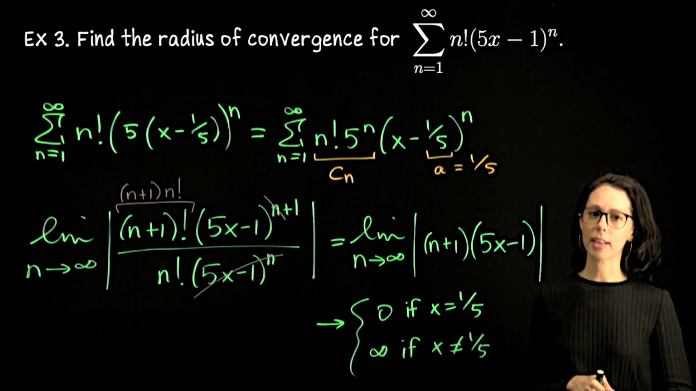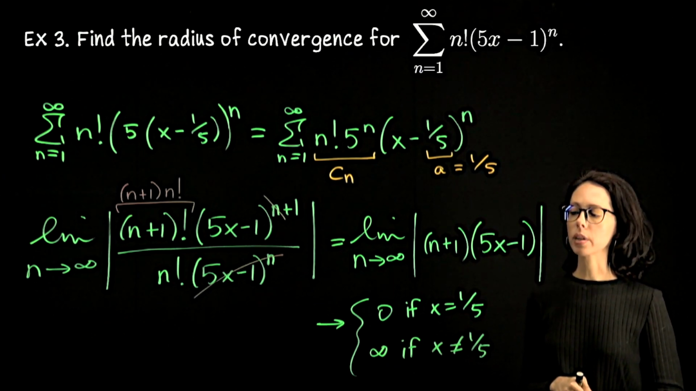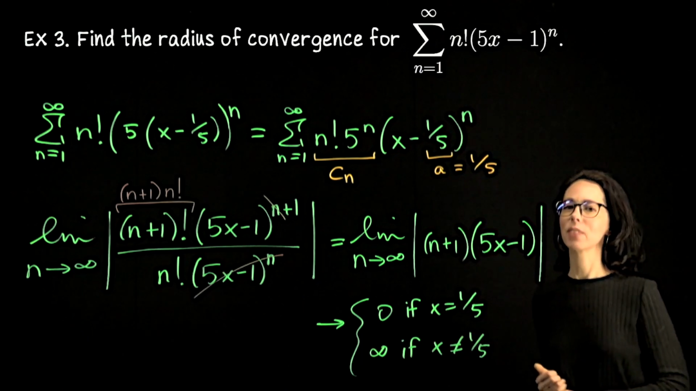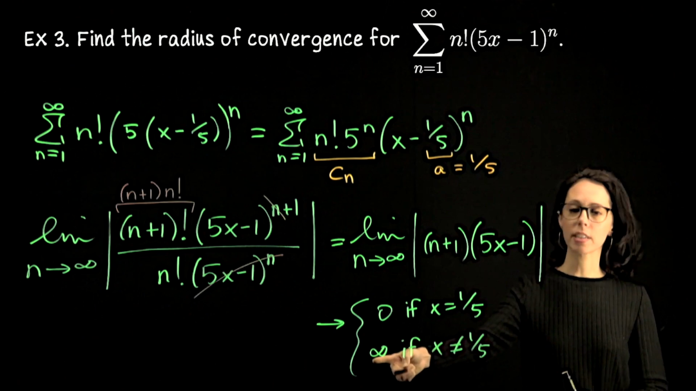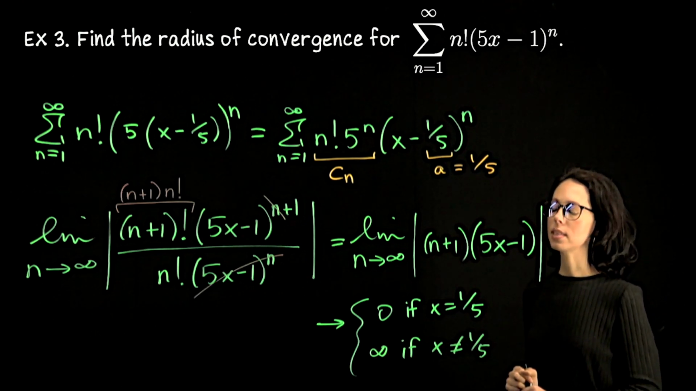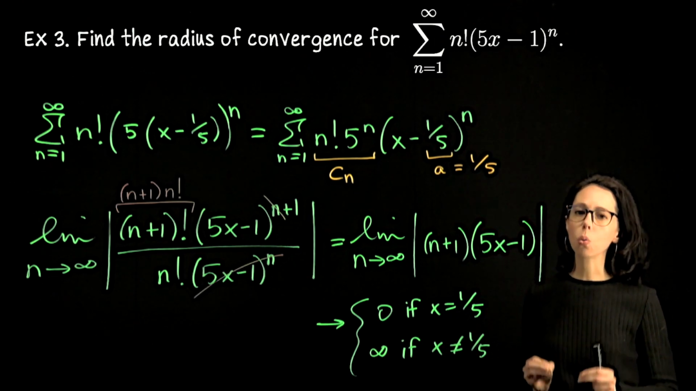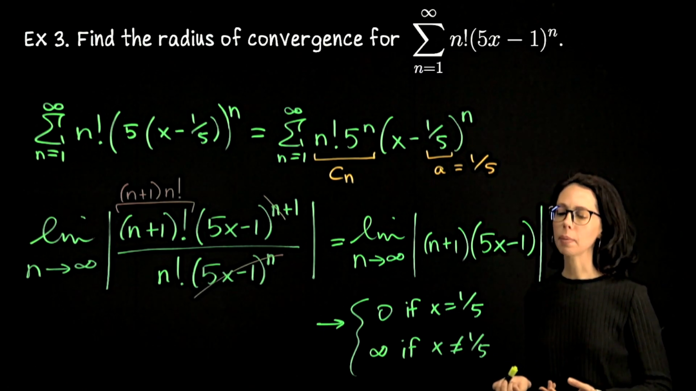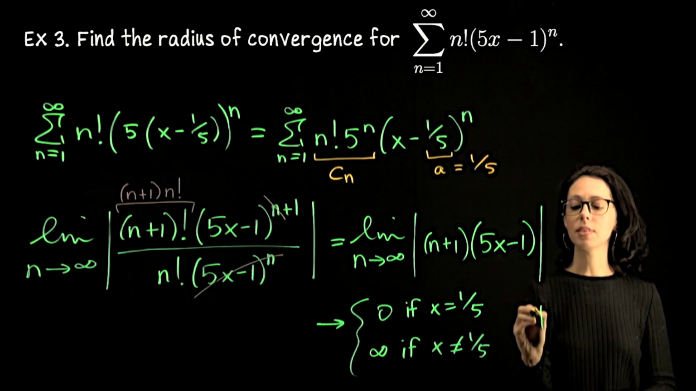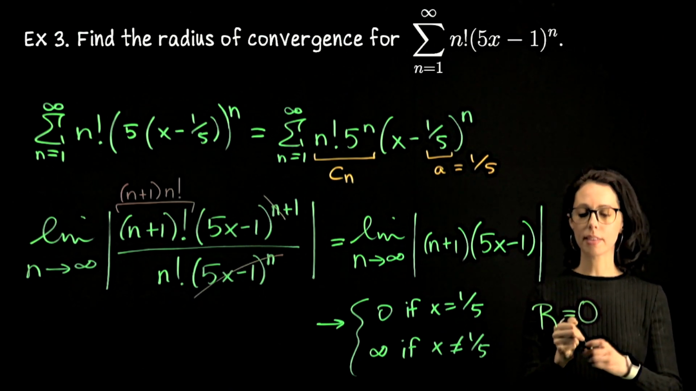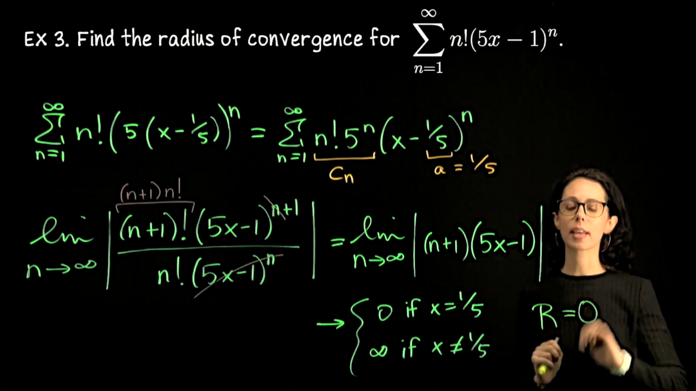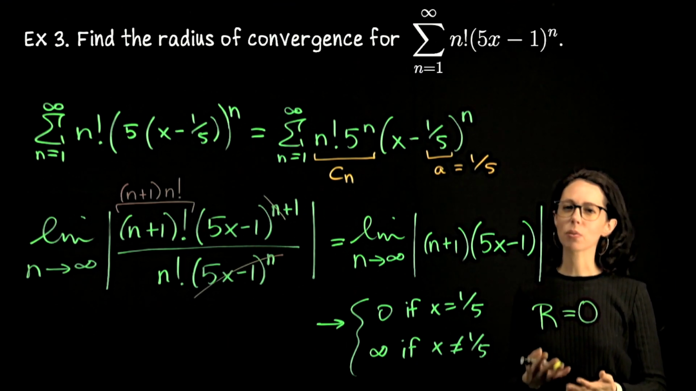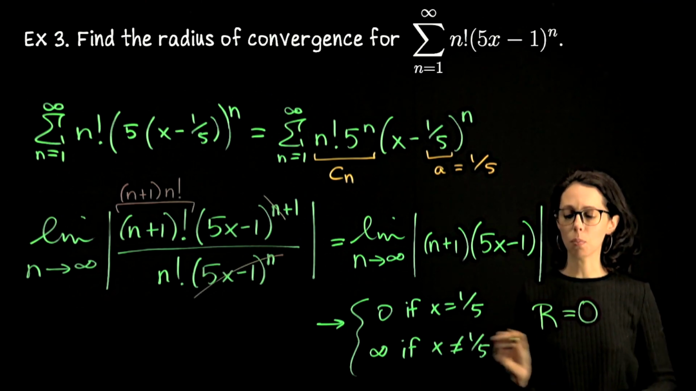According to the ratio test, that tells us that our power series converges when x is 1/5, as it should, because every power series converges at its center, and diverges otherwise. So this is a situation where our power series only converges at one value of x, only at the center. We describe that using a radius of convergence of 0. So this is the situation where a power series only converges at its center. That's like having a radius of 0. The interval of convergence isn't really a proper interval, it's just a single point.